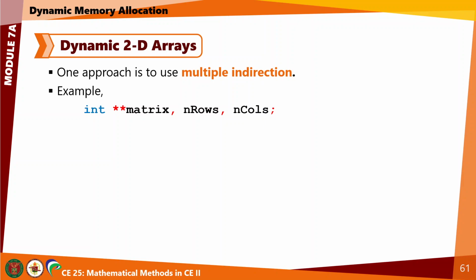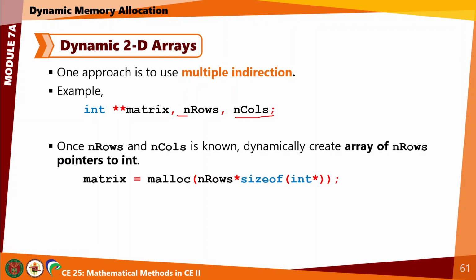Okay? And once malaman natin yung n rows na to at n columns, you can now dynamically create an array of n rows pointers to integer. So you have here matrix is equal to malloc n rows times size of integer int. Okay. As you can see here, this matrix, okay, is a pointer pointing to n rows of pointers then of type integer, diba?